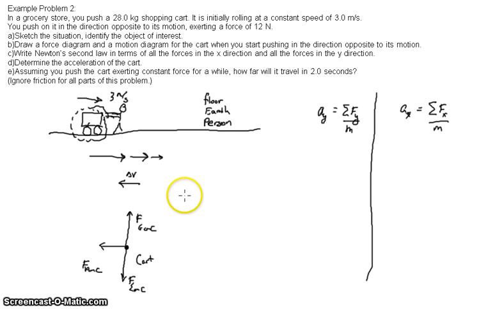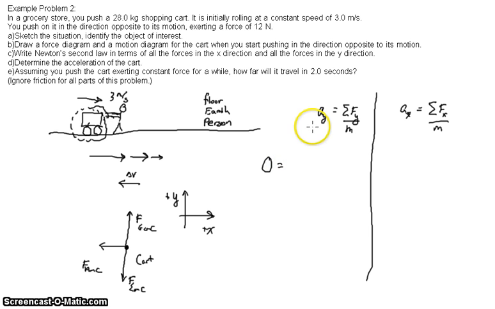Now in this diagram, we're going to put a coordinate axis. Positive y is going to be up, positive x is going to be to the right. Okay, so then we're going to set up Newton's second law. In the y direction, if we look at the force of the ground and the force of the earth, we see that they're balanced. So the acceleration in the y direction is going to be 0.